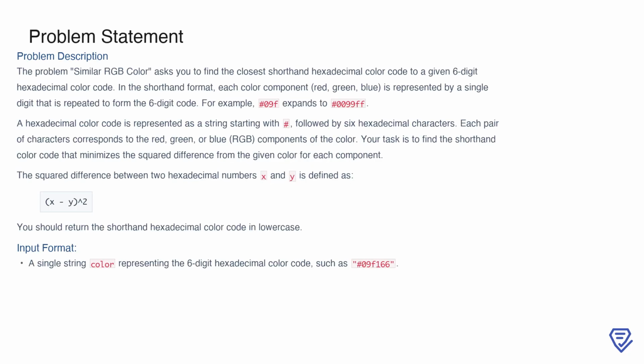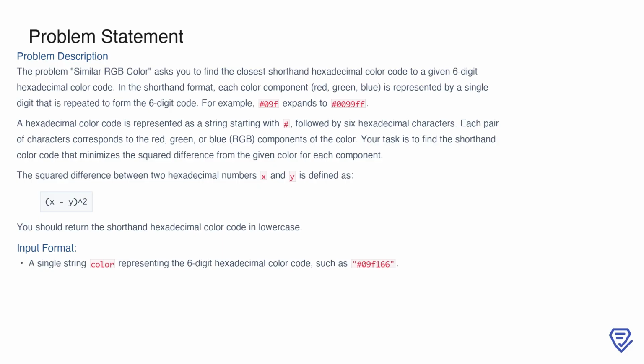The problem, Similar RGB Color, focuses on hexadecimal color codes and their shorthand representations. A hexadecimal color code is a 7-character string beginning with a hashtag, followed by 6 hexadecimal digits. These digits are grouped into 3 pairs, each representing one of the red, green, or blue (RGB) color components. Hexadecimal numbers range from 00 to FF, where 00 represents the lowest intensity and FF represents the highest.